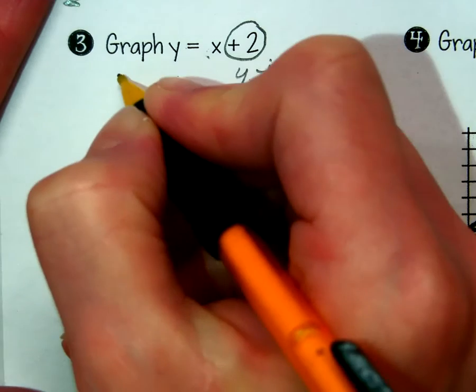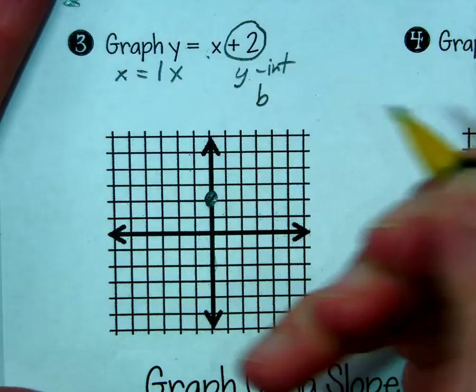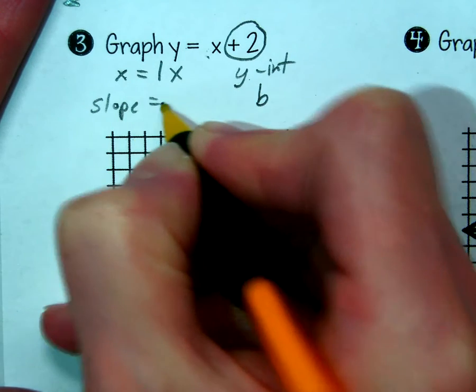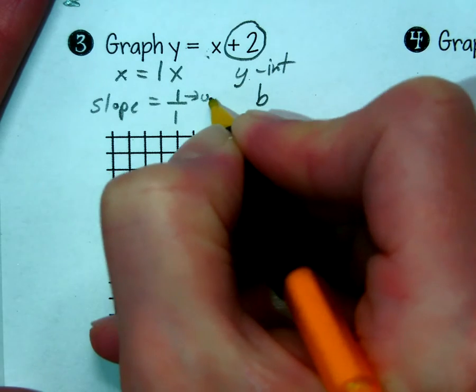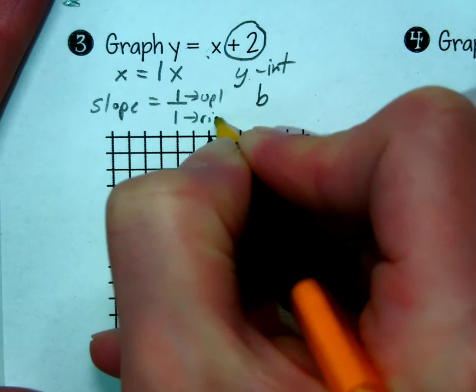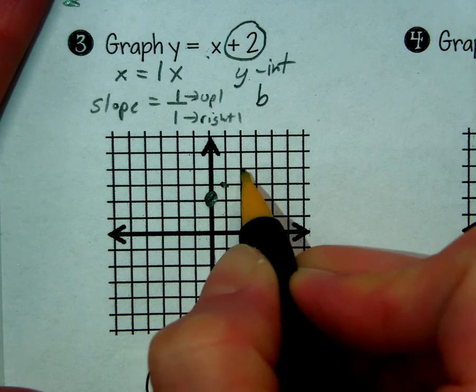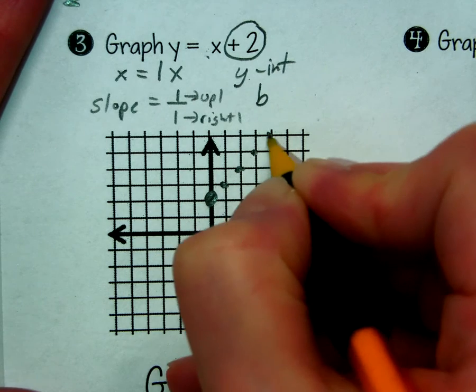When that happens, we have to remember that x is the same thing as 1x. And so my slope, if I turn that into a fraction, it's going to be 1 over 1, which means I'm going to go up 1 and right 1. So I'm going to go up 1, right 1, up 1, right 1. We can do that a whole bunch of times. Up 1, right 1, up 1, right 1.